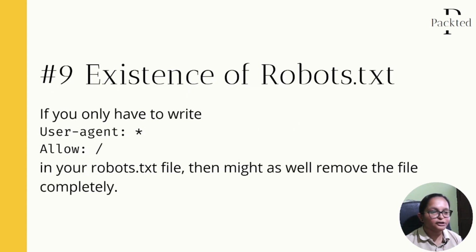The next is about the existence of robots.txt. It says that if you only have to write these 2 lines, which means that the whole site is allowed for crawlers to crawl, then you might as well remove the whole file and don't make it at all, because as I told you before, the default thing with crawlers is that if you don't have a robots.txt, it means that you can crawl all of the site without any problem. So if you want to specify just these 2 lines that you can crawl any page, then might as well not have the file at all.